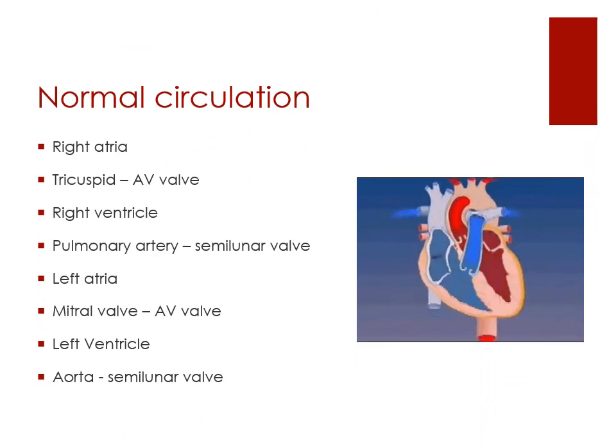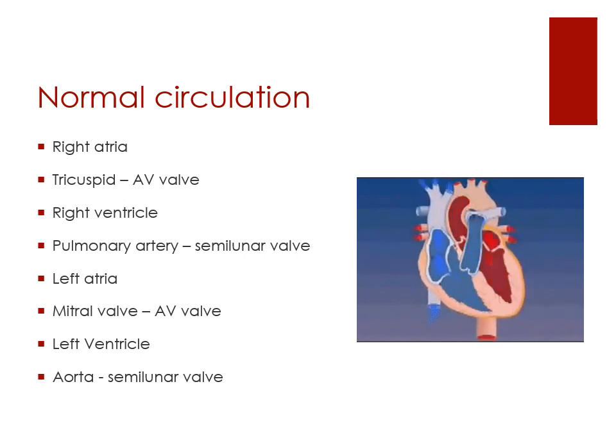Let's review what happens in normal circulation. Remember, unoxygenated blood comes into the right atria, and then you're going to have two atrioventricular valves, and that tells you where those valves are. AV valves, atrioventricular, so between the atrium and the ventricles. On the right side you have a three-leaflet valve, which is called a tricuspid valve, and that will let the blood go into the right ventricle. That right ventricle will then push the blood, when the ventricles pump, into the pulmonary artery. Now you have two semilunar valves for the left and the right, just like you have two AV valves for the left and the right.